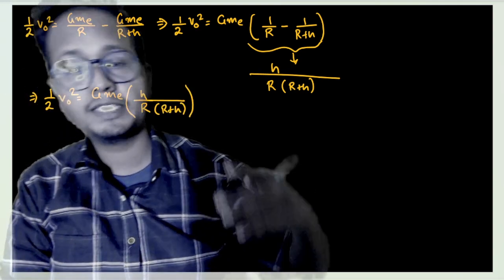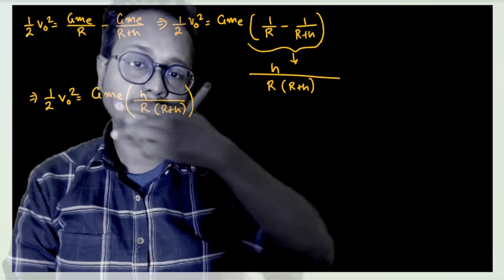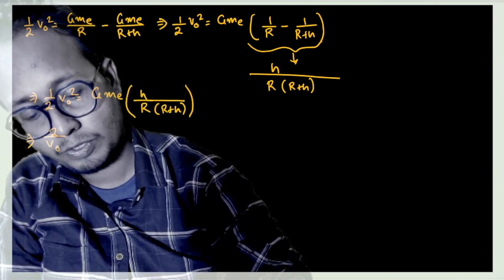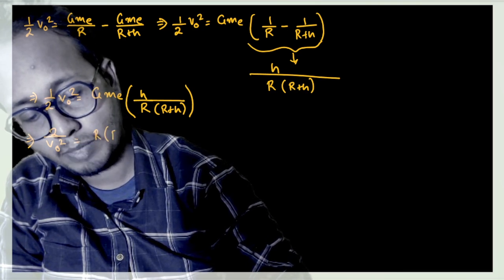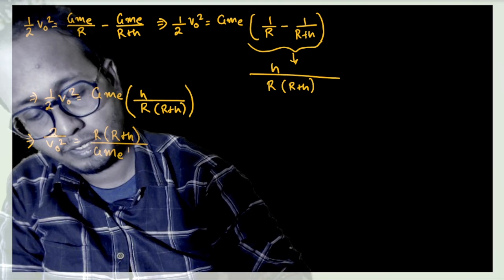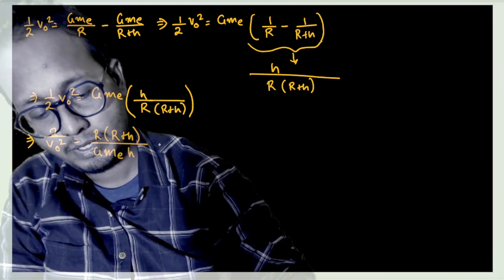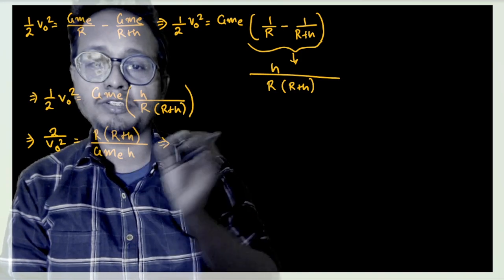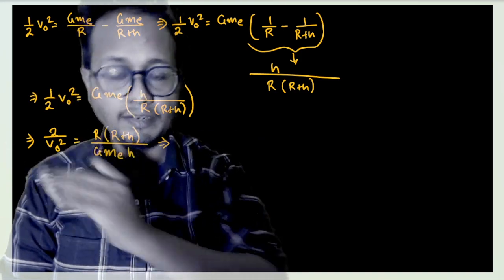Now let's invert both the right hand side and the left hand side. I'll take the reciprocal of them. 2 by v naught square is equal to r into r plus h divided by GME into h. Now let's send terms across. I'll just take r plus h divided by h on the right hand side. The remaining terms I'll send to the left hand side.